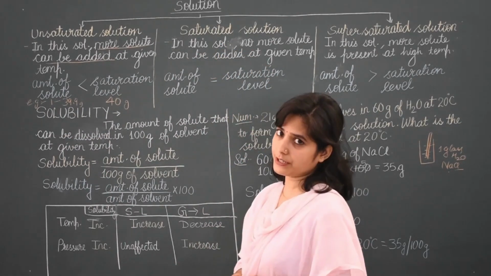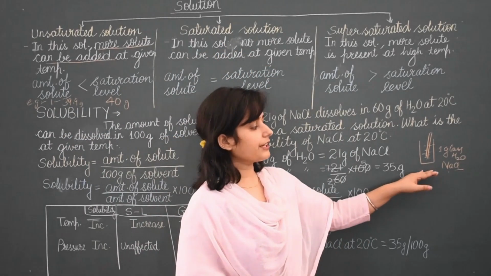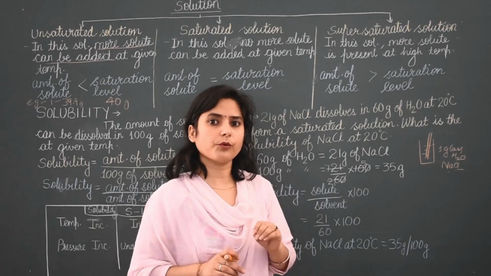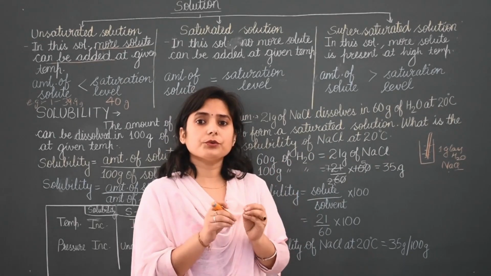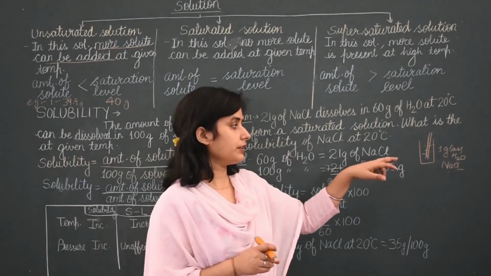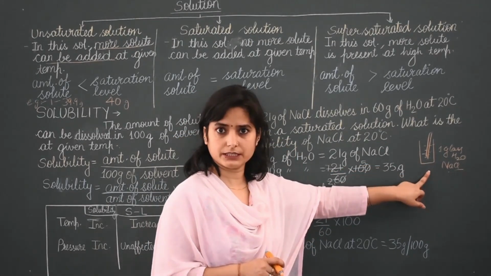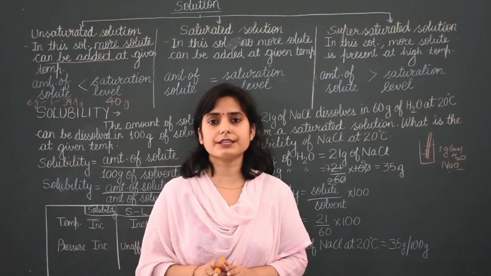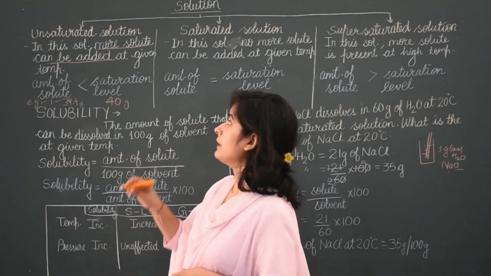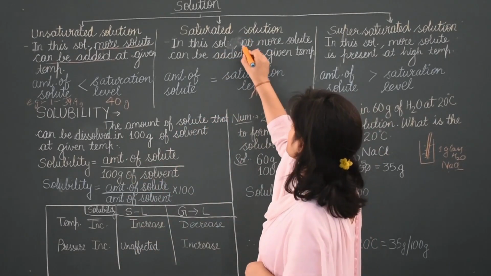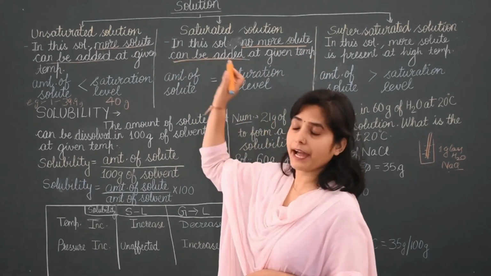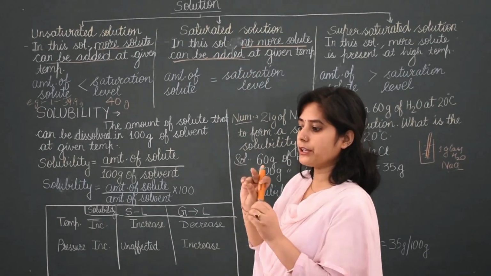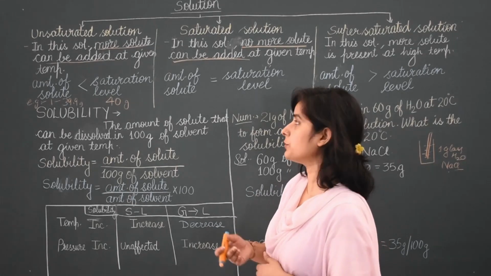Second one is the saturated solution. Now what happens when we are adding salt here? The time comes when we cannot add more salt. Even if we put a pinch of salt in it, it starts to settle down here. That means now no more solute or salt can be added in this solution. So this type of solution in which no more solute can be added at a given temperature is called a saturated solution. It is now filled with solute and cannot take more.